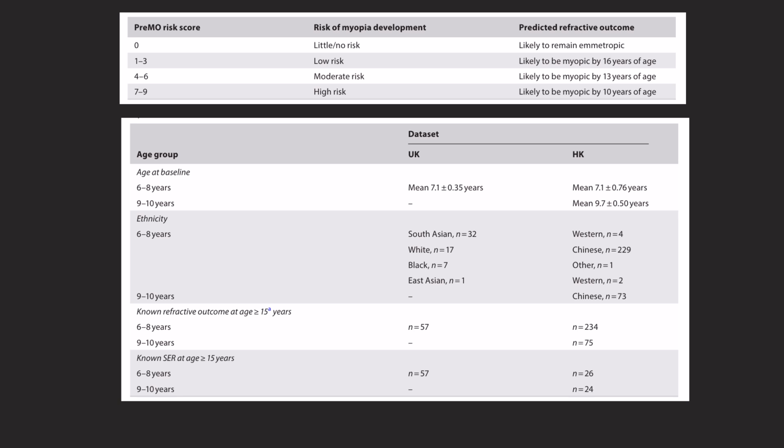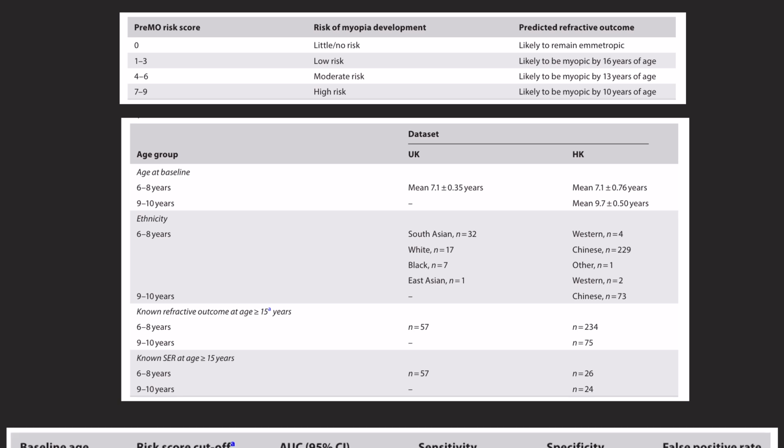This is what we have already seen. This chart is similar to what has been published. This is a head-to-head comparison of UK children with Hong Kong children. The UK children only had a data set of 6 to 8 years of age, so we'll only compare that, and the data set was very small. They only had 57 patients.